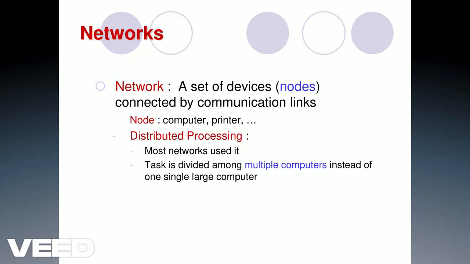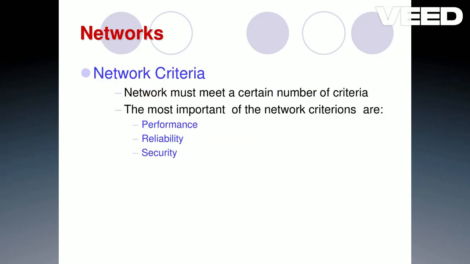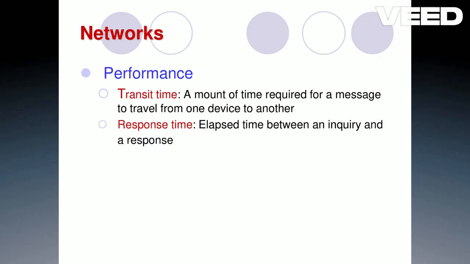Data communication must be established through a network. A network consists of a number of devices connected via links. This link may be wired or wireless. Network criteria: the network should be effective, and that must be measured by three parameters: performance, reliability, and security.